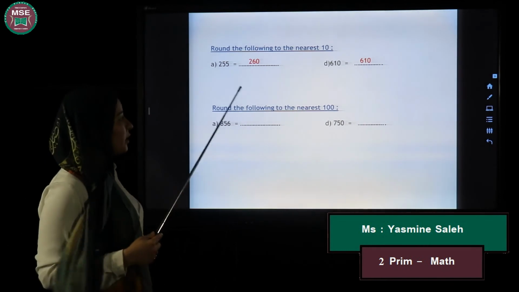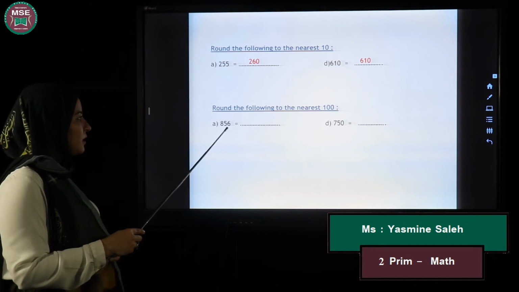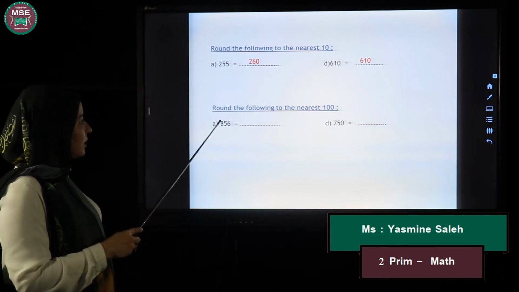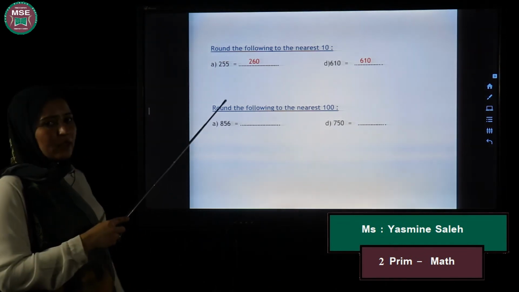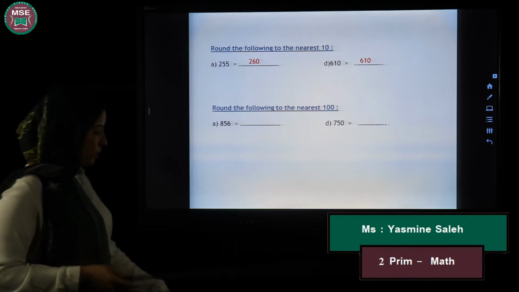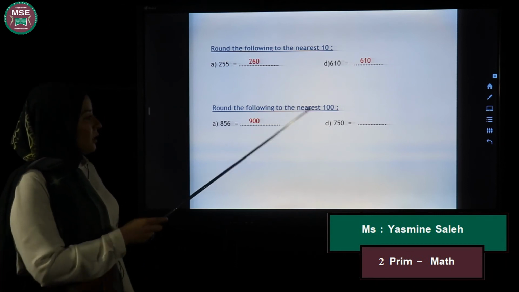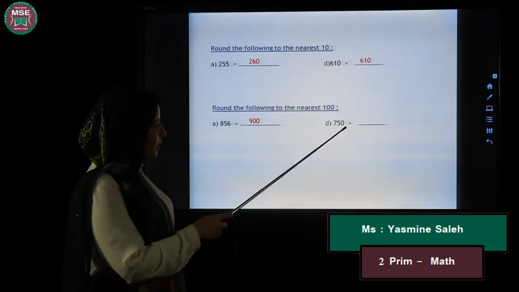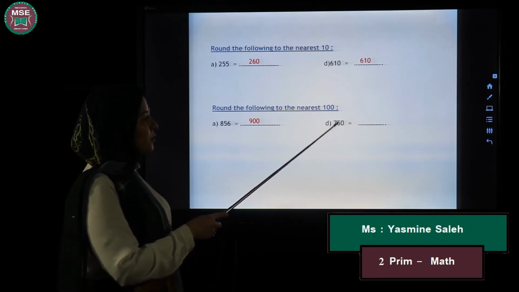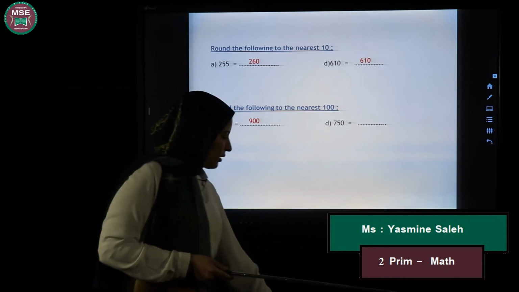Okay, here we will try to round to the nearest 100. I have 856. Okay, my hundreds is the 8. I will look at its neighbor, which is the tens. If the tens is 5 or more, I will add 1 more to the hundreds. And beside the hundreds, I have 2 zeros. So it will be 900. Okay, here I have 750. My hundreds is 7, and the tens is 5. If my tens is 5 or more, the hundreds will be added 1 more. So it will be 800.